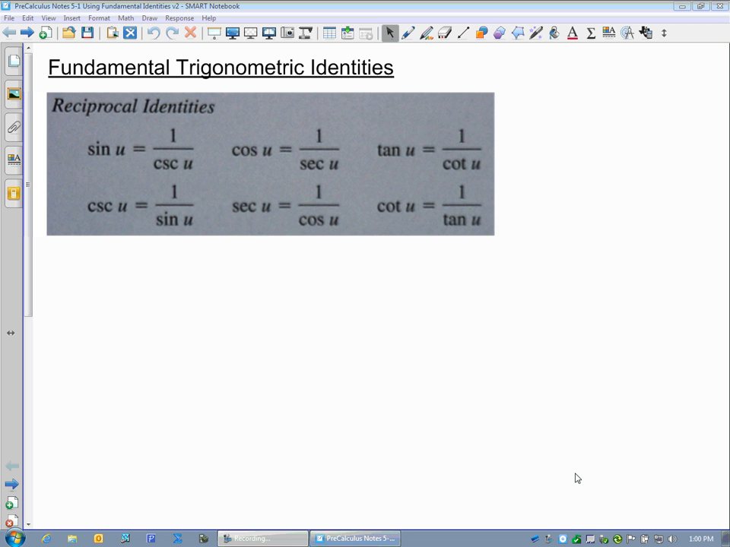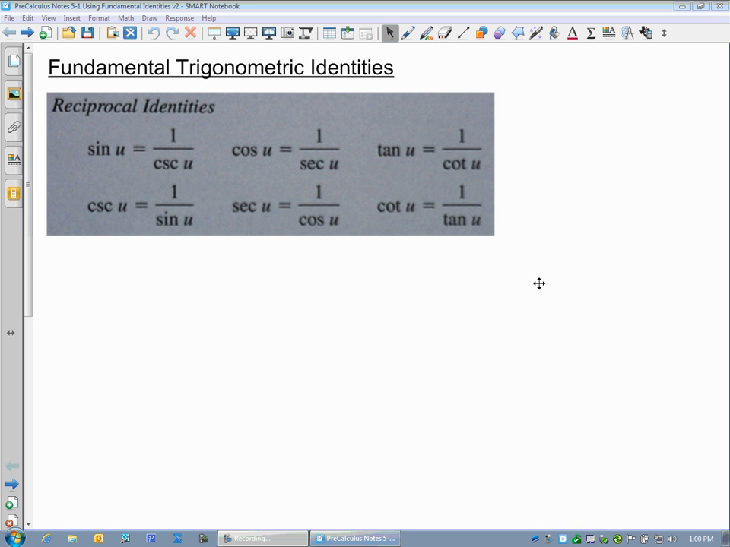Hello, this is Mr. P, and today we're going to learn about using trigonometric identities. And we're going to use them both algebraically and geometrically. We're going to use them to evaluate functions, to simplify expressions, to verify identities, and we're even going to do a little bit of factoring as well.